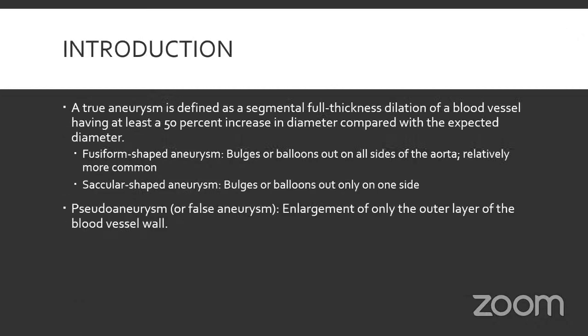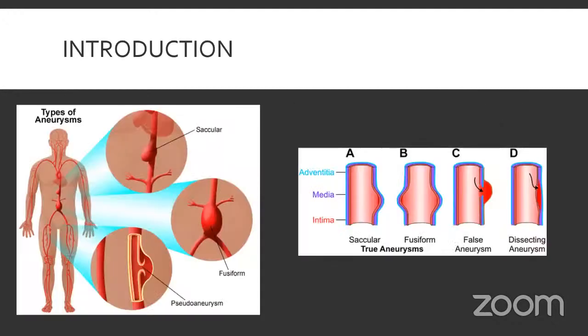Small introduction. For the definition of aneurysm, a good agreed upon definition for the true aneurysm is segmental full thickness dilatation of more than 1.5 of the original size of the vessel. Now we can have either false aneurysm or true aneurysm.